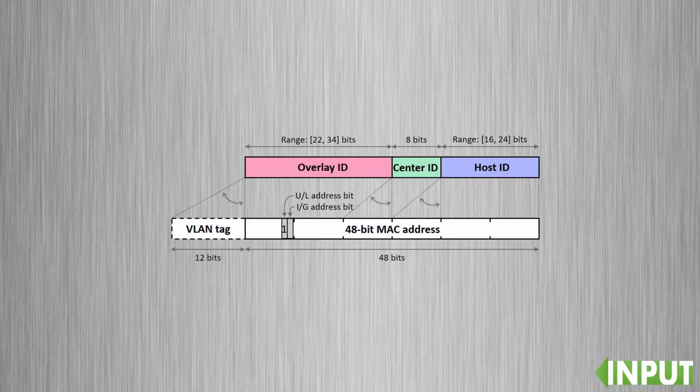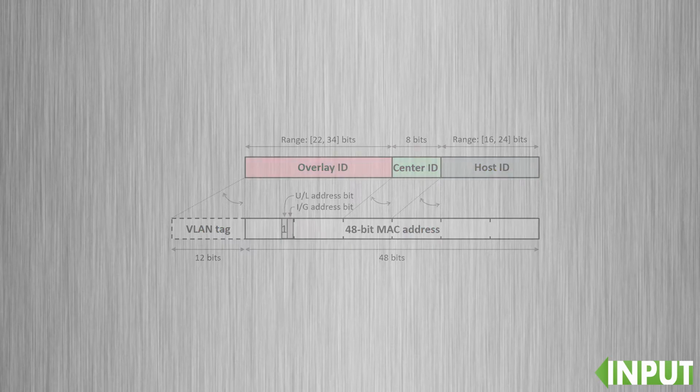setting the universally or locally administered bit to 1 and partitioning the layer 2 address into 3 fields: the overlay ID, the center ID, and the host ID. The value of the individual or group bit depends on the type of forwarding: 0 for unicast and 1 for broadcast or multicast.